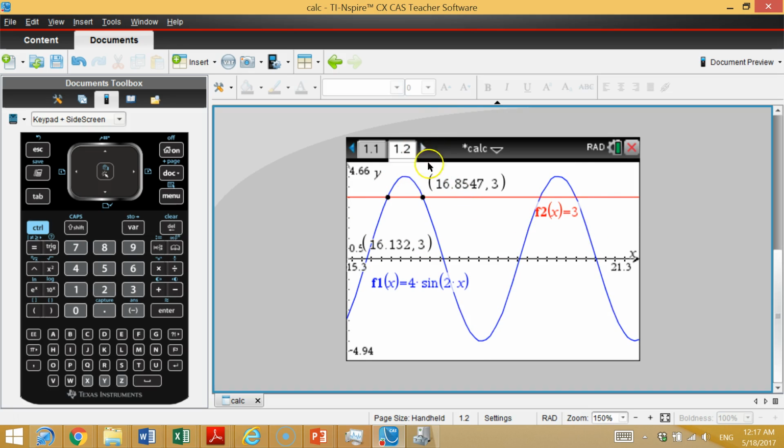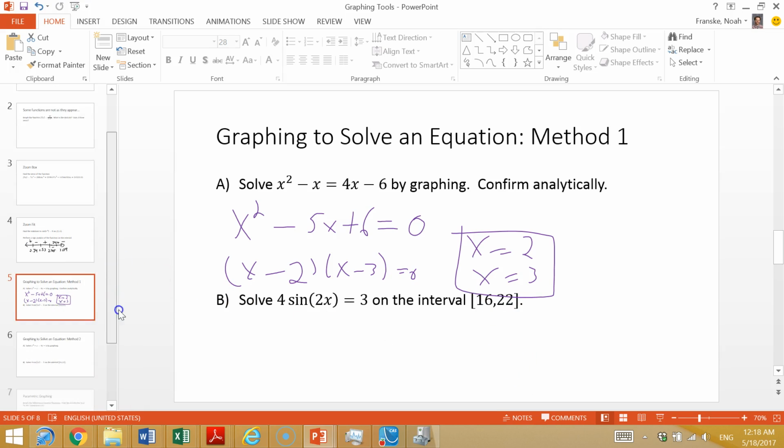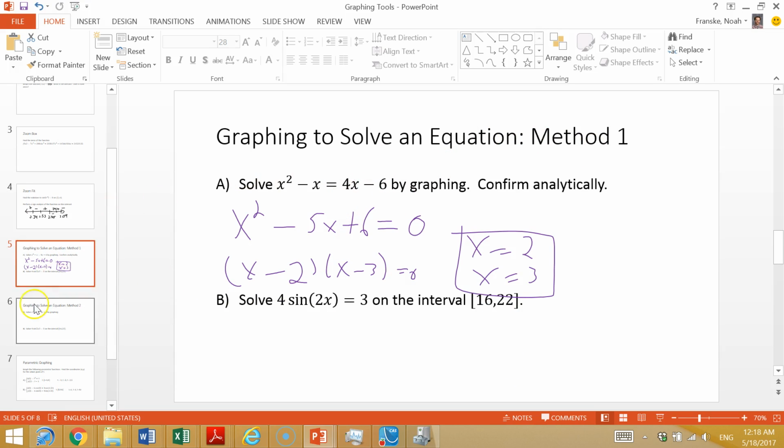So, benefit of graphing, you get that picture, you can really see what's going on. Remember those y values, obviously it's going to be 3, because we're trying to make it equal to 3, so both sides will have to be 3, but the x coordinates are what we're looking for on that interval. Cool. So, that's method 1 for solving an equation by graphing.